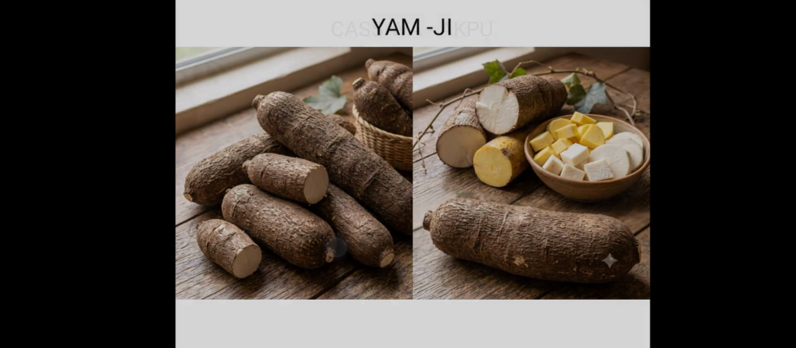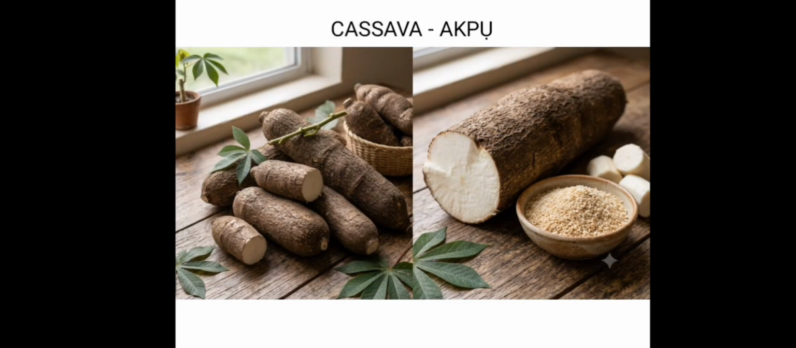Ji. Good job. Now the next food on our list is cassava. So cassava in Igbo is called akpu. Repeat after me. Akpu. Now, from this cassava, you can make a lot of food like gari, abacha, alibo. These are all the types of things you can make from cassava. Now, repeat after me. Akpu.